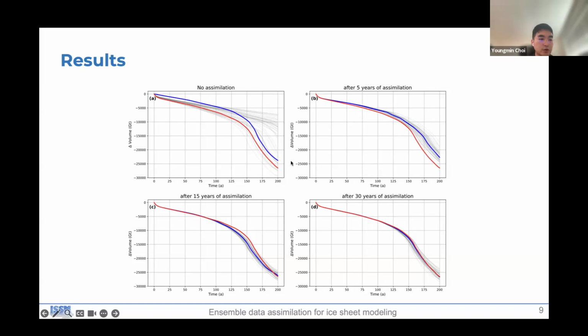As more observations are assimilated, the ensemble spread is reduced, and the deterministic forecast, this blue line, gets closer to the reference simulation, which is the red line here. When we extend our data assimilation up to 30 years, the error in the ensemble mean over 200 years decreases, with a reduced ensemble spread.